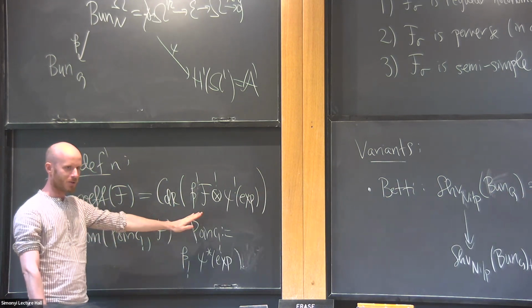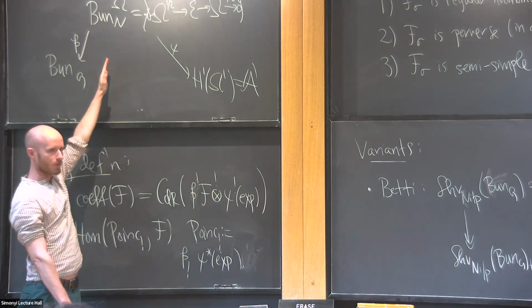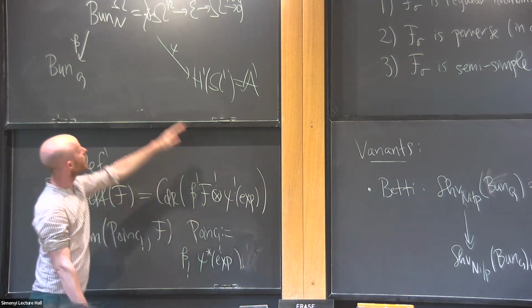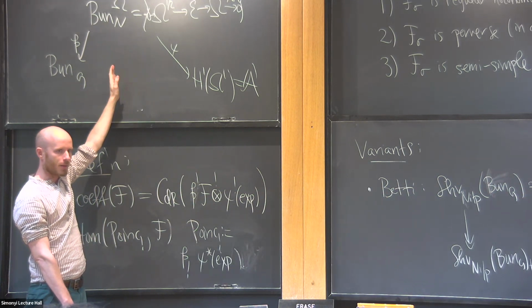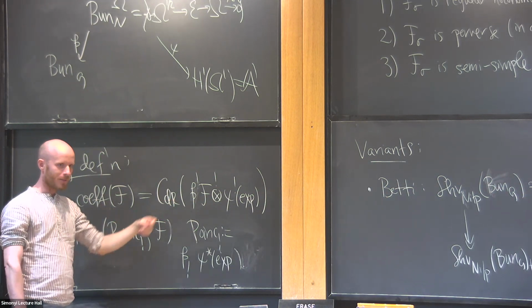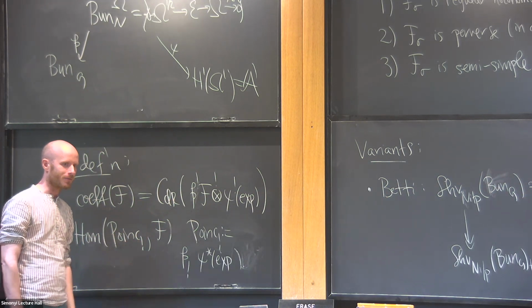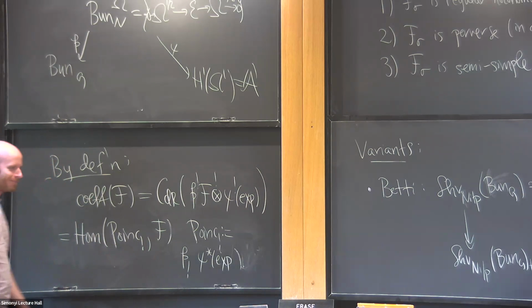Here's what you do. You take your sheaf F, you pull it back to the twisted Bun N omega, then you also pull back the exponential D module. You tensor the two of them together, and then you take cohomology. So C de Rham means the cochain complex of de Rham cohomology. Yes, so it's like H de Rham, but C.